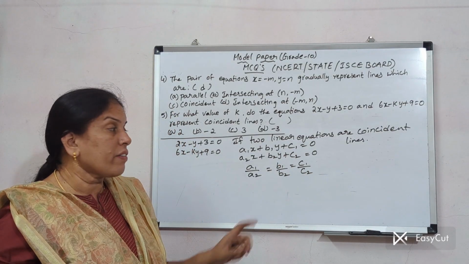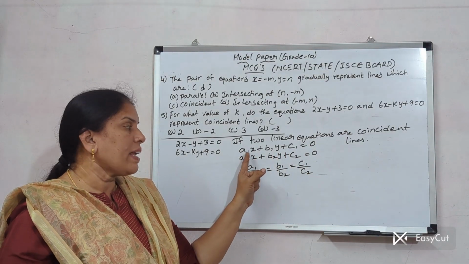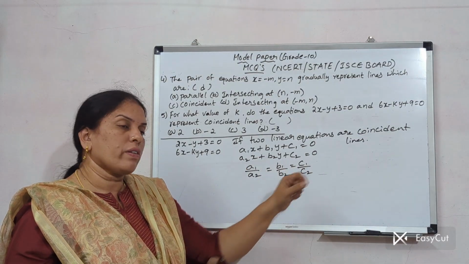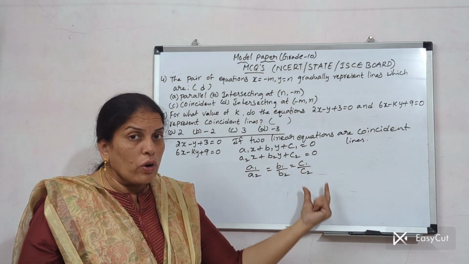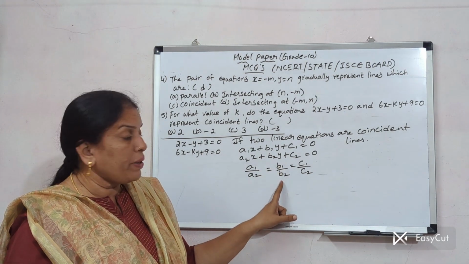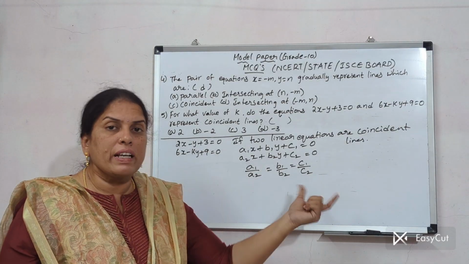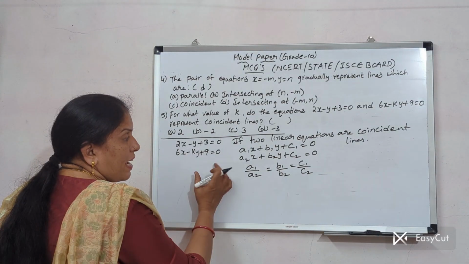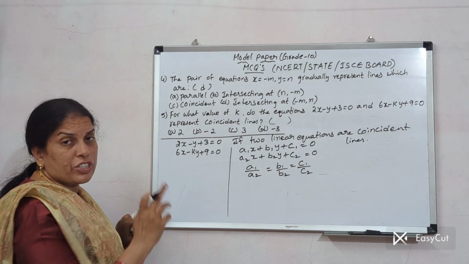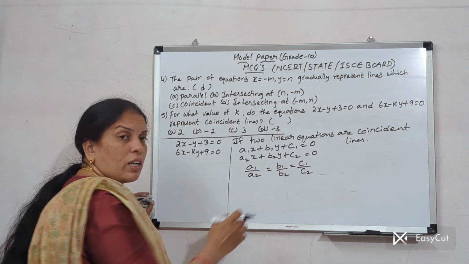If two linear equations a1x plus b1y plus c1 equal to 0 and a2x plus b2y plus c2 equal to 0 are coincident lines, how will they be? a1 by a2 will be equal to b1 by b2 equal to c1 by c2. We will call it that their ratios will be equal. Okay. We'll apply the same in this question. Here a1, a2, b1, b2 are the coefficients of x and y. c1, c2 are the constants.